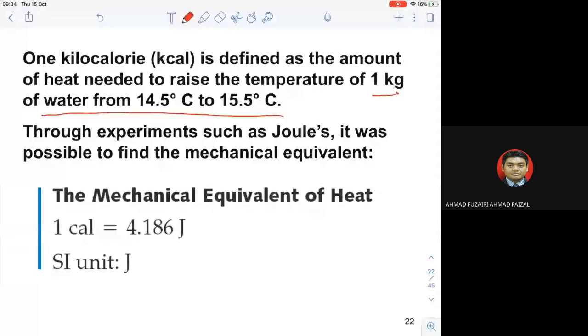So 1 calorie is equivalent to 4.186 joule. Normally for heat, because heat is energy, we will use joule, J-O-U-L-E. So maybe you just put capital J. Well, you can easily calculate the calorie by using joule.